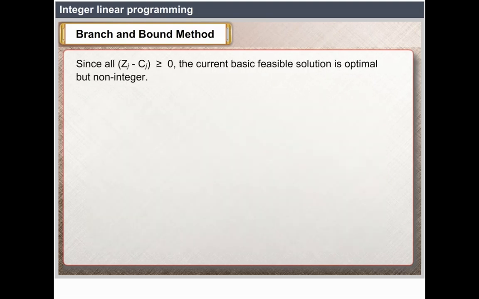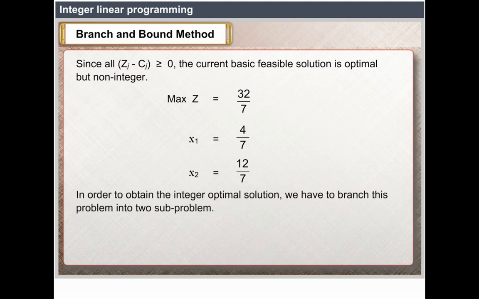Since all Zj minus Cj are greater than or equal to 0, the current basic feasible solution is optimal but non-integer. Maximum z equal to 32 by 7, x1 equal to 4 by 7, x2 equal to 12 by 7. In order to obtain the integer optimal solution, we have to branch this problem into two subproblems.